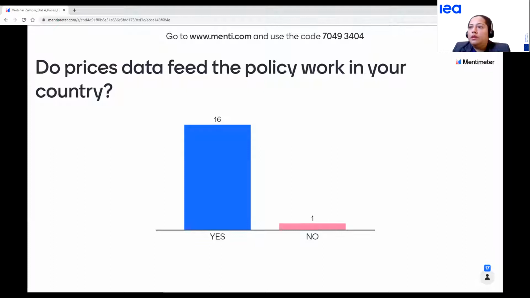Regarding the question, do price data feed the policy work in your country? Most of you think yes, which is excellent. And only 1% does not think so. Let's look at the next question now.